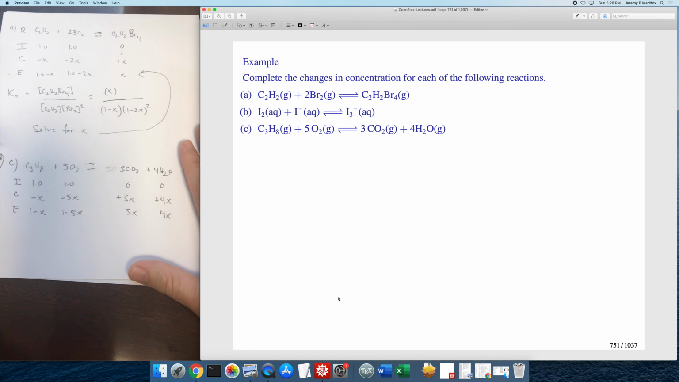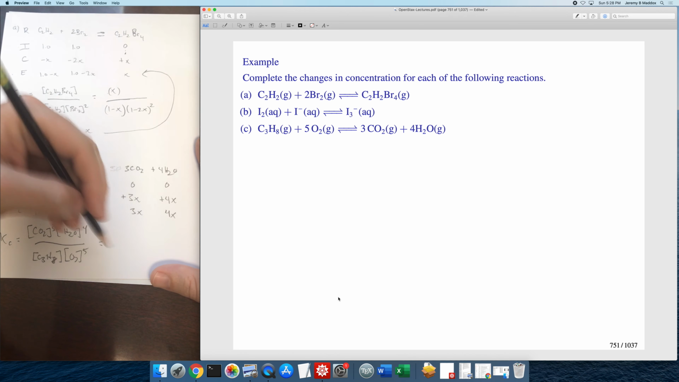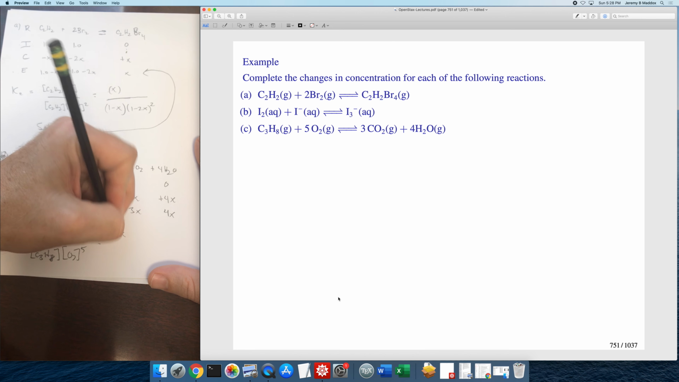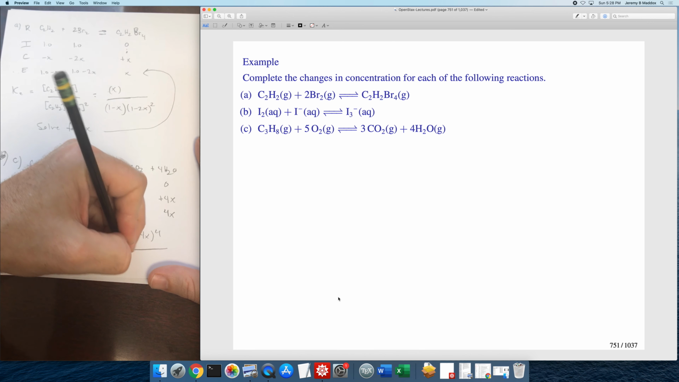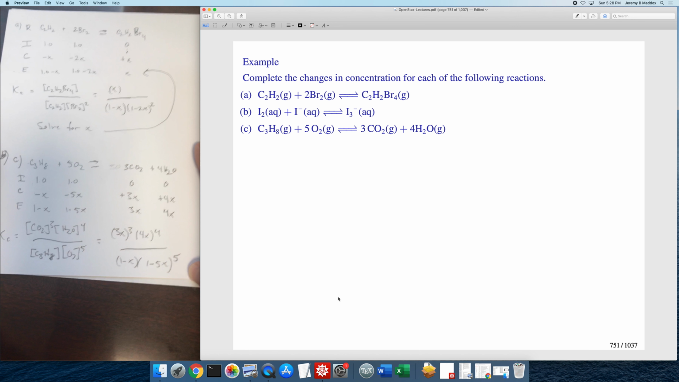Then, to complete the problem, what you would do is set up the Kc expression. So this would be the concentration of CO2 cubed, the concentration of the water vapor to the 4th power, over the concentration of the propane, times the concentration of the oxygen to the 5th power. And then you would substitute in the equilibrium line. So you'd have 3x cubed, 4x to the 4th, all over 1 minus x times 1 minus 5x to the 5th power.